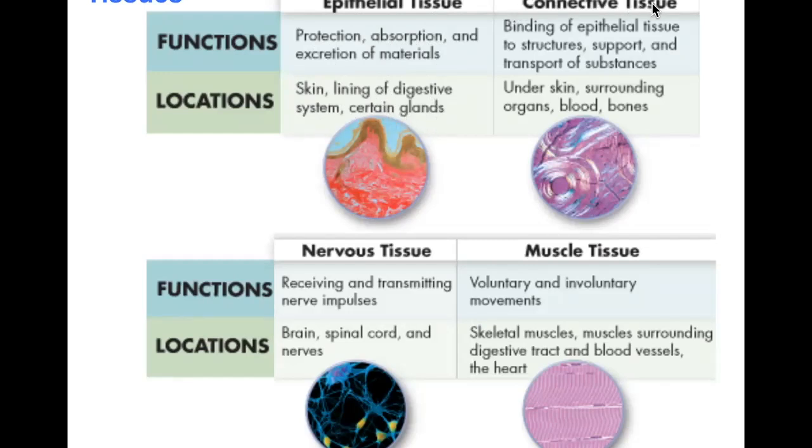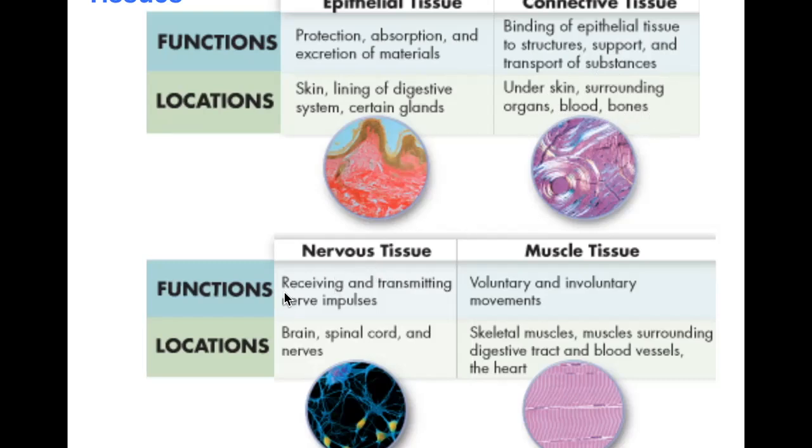For connective tissue, its function is binding of epithelial tissue to structure, and that's the skin, making sure you don't lose your skin. For support and transport of substances. It's located under the skin, surrounding organs, blood, and bones.